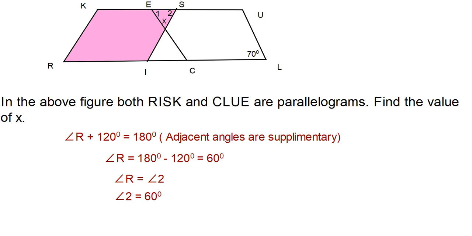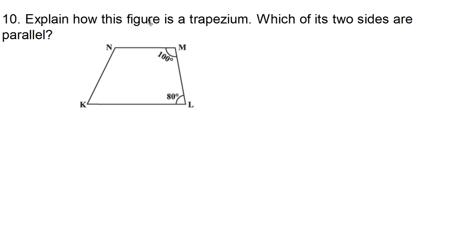Now consider the parallelogram CLUE. Here angle 1 is equal to angle 70, because opposite angles are equal. So you got angle 1 and angle 2. Now you can find out x by applying the angle sum property. That means angle 1 plus angle 2 plus x is equal to 180 degrees. From that you find out the value of x. Do it yourself. Here is the next question.